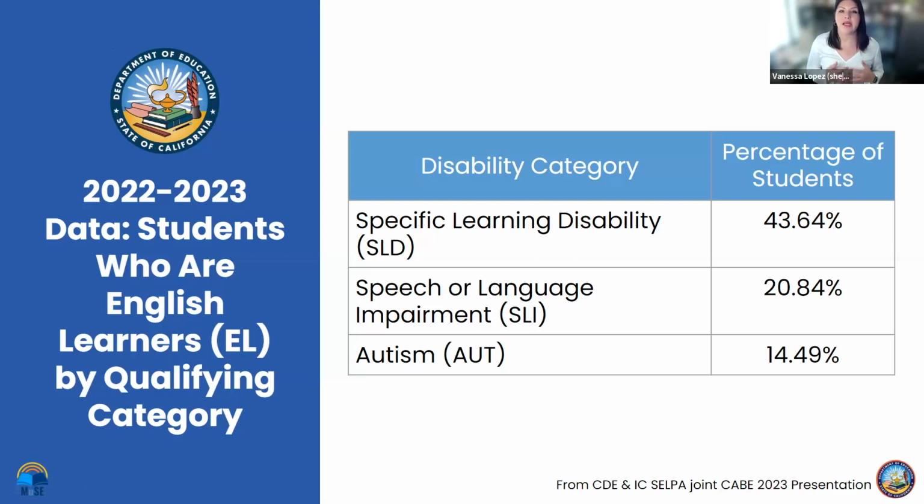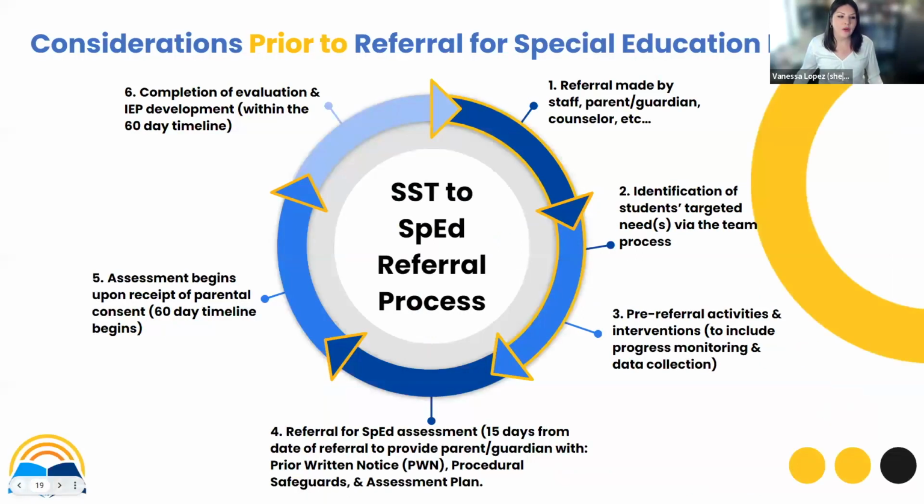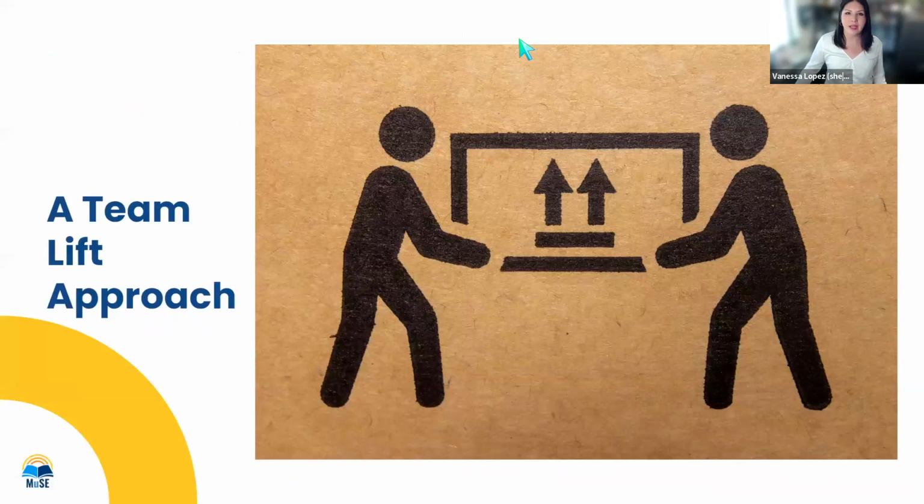Relevant specifically today because we are going to be focusing in on the resource for culturally and linguistically responsive and appropriate assessment practices. So when we're looking at SLD, specific learning disability, speech or language impairment, SLI, and autism, this is the percentage of students within these disability categories who are English learners. So roughly around 75 to 80% of our students qualify for special education services under these 3 disability categories as English learners.